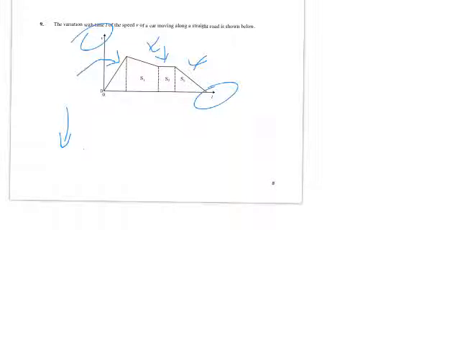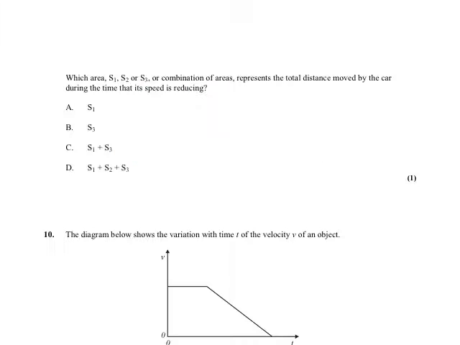So the only areas that you need to worry about are while the speed is decreasing. So we're only worried about S1 and S3. S2 is the distance covered while the speed is constant. So the total distance would be equal to S1 plus S3. Let's have a look at the options. If we look at the selection of options, we can see that C is the correct answer.